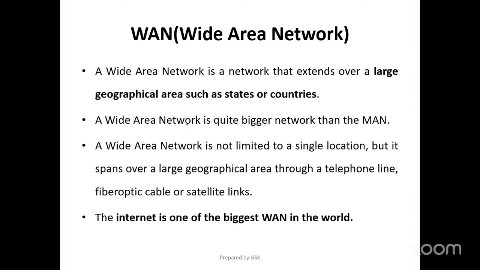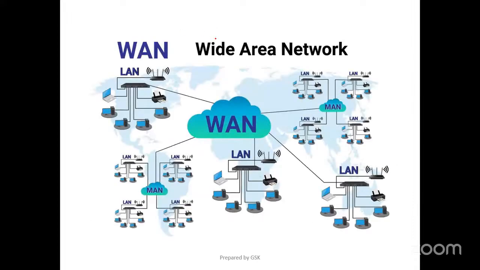Next larger network is WAN, Wide Area Network. A very good example for the WAN is the internet. There is no limit for that. It is used to connect the states, even countries. So this is the biggest network in all the types of networks. See, this is the WAN. With the help of the WAN, you can connect LAN, MAN. So all over the world, you can connect any device with the help of the internet.